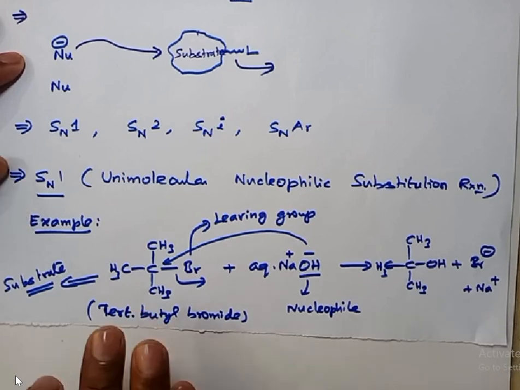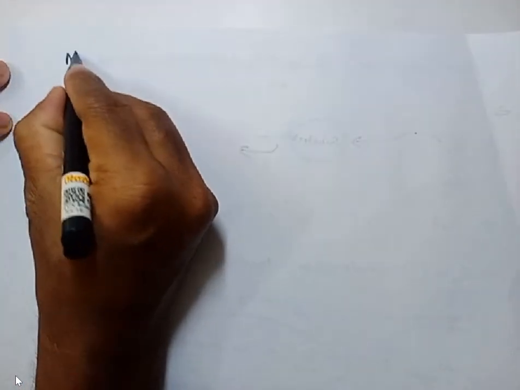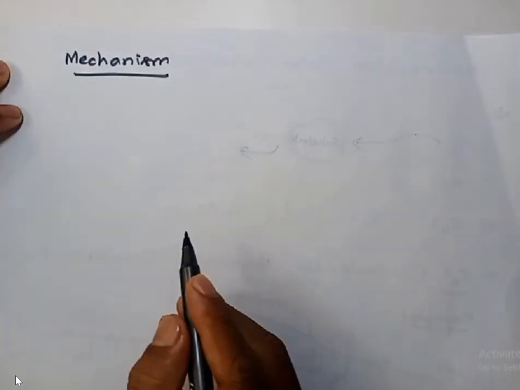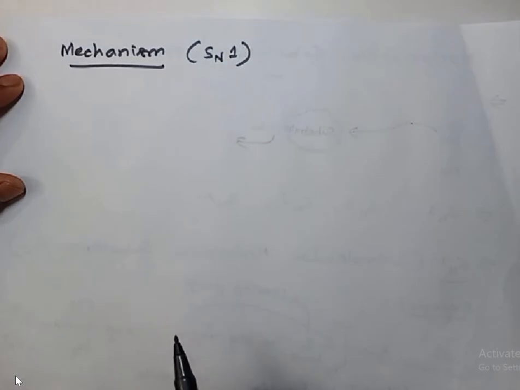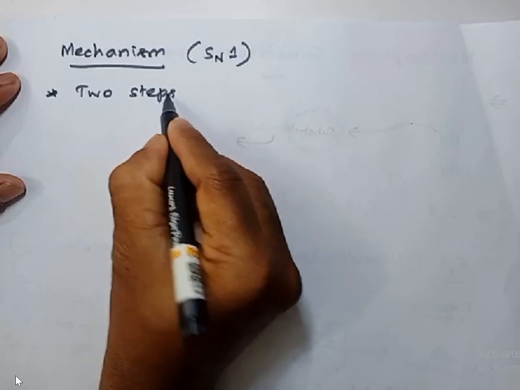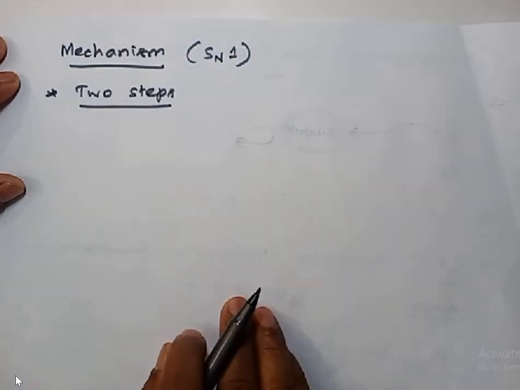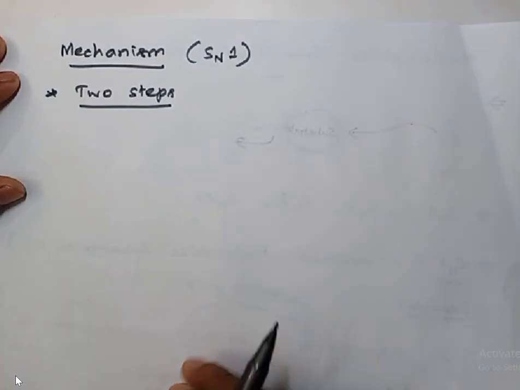Now I'll give you the mechanism. This reaction occurs in two steps. So what is the mechanism of this reaction? The mechanism of an Sn1 reaction occurs in two steps. Students, keep this in mind. I am just giving the mechanism of the Sn1 reaction. In the mechanism, we have two steps. What are the two steps?